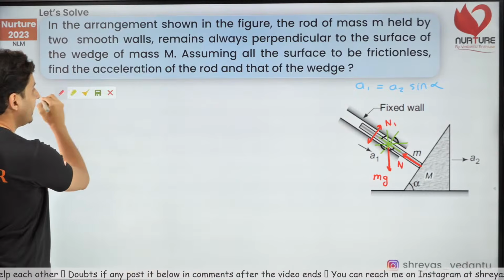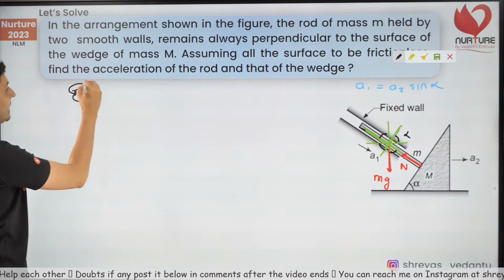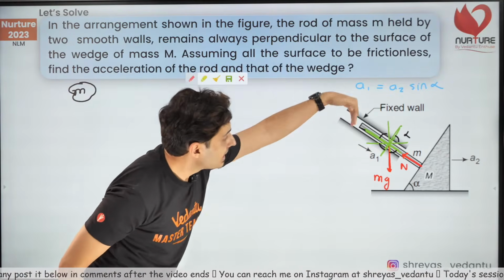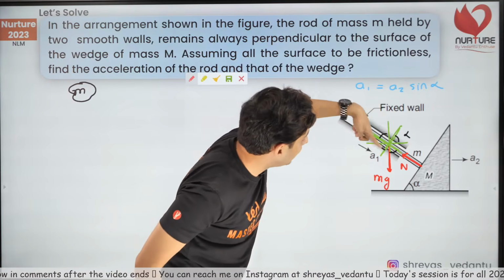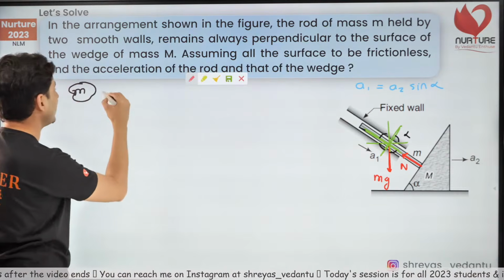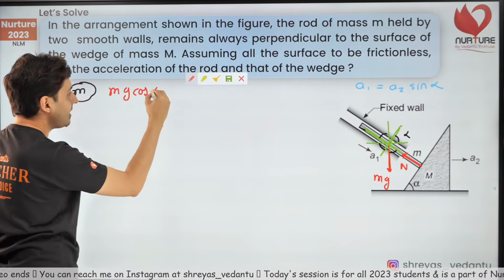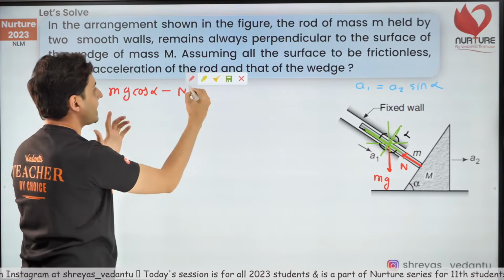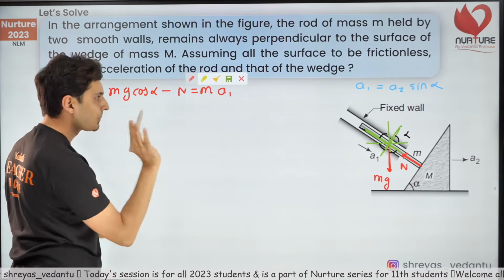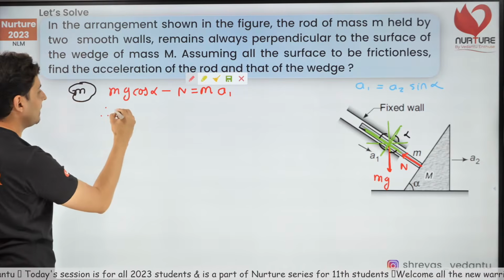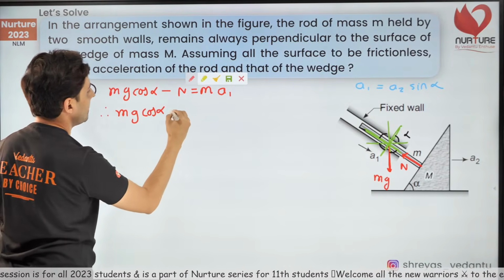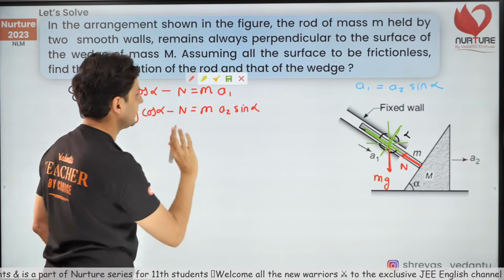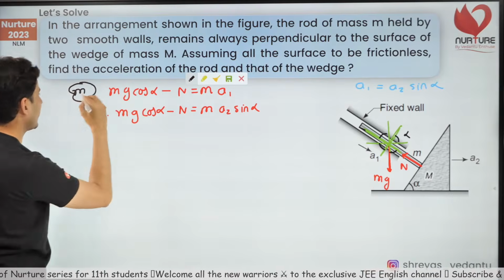And now what you will do is, for that rod of mass m, this mg's cos component, because look at this, this is alpha. So mg cos alpha minus, why minus? Because the normal is opposing it. So minus N is equal to m into a1. Okay, now substituting a1 from there: mg cos alpha minus N is equal to small m into a2 sine alpha. Cool. So that was the equation I got for small m.